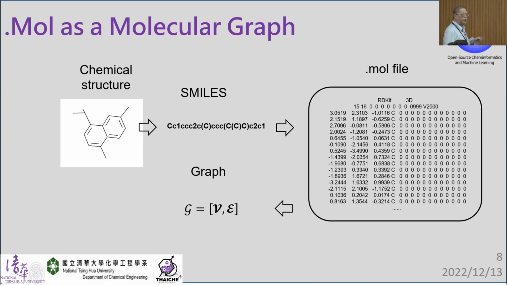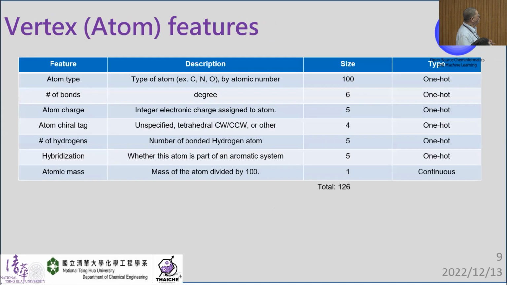And with this .mol file, we can convert it into a graph. A graph is what? It is a connection of vertices and edges. With this particular method, we can produce a molecular graph from the SMART or the .mol file. The molecular graph consists of a set of vertices which describe the atoms that occupy these vertices. And then there are different features on the atoms, okay?